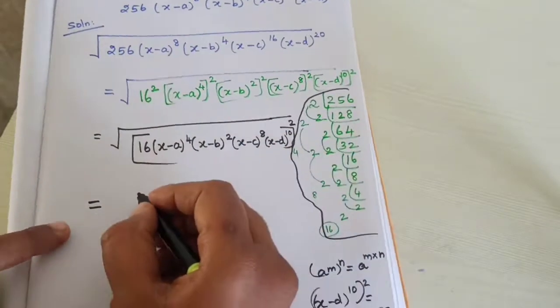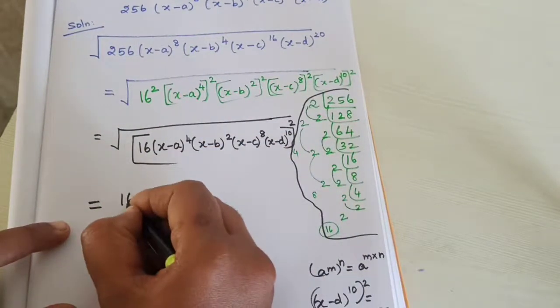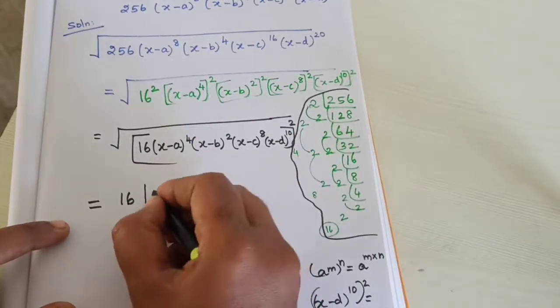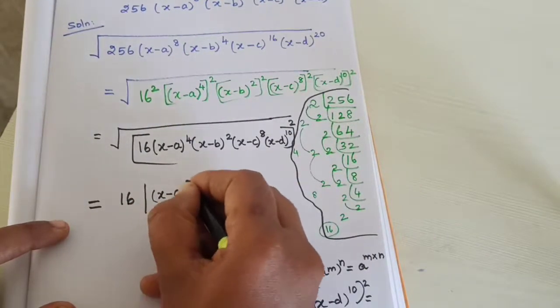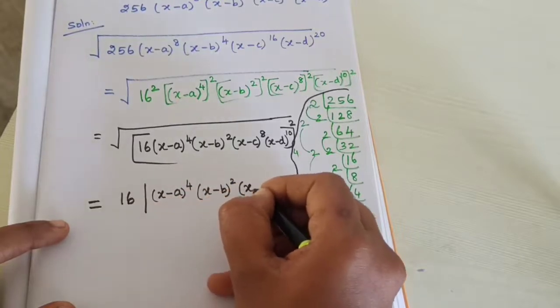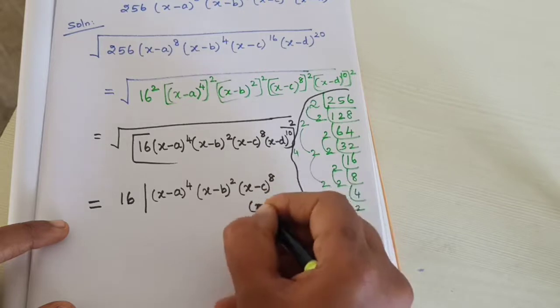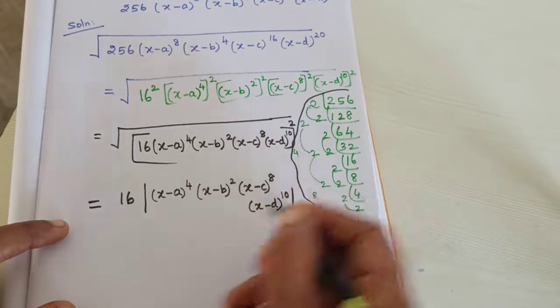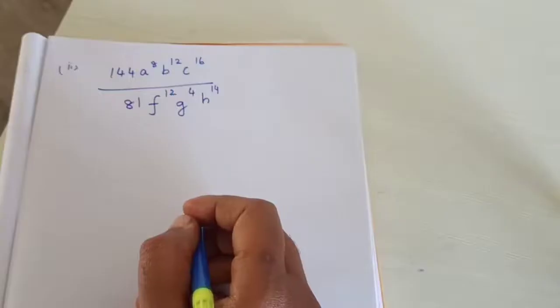So what is the final answer? The number we can write outside, and the in-between expressions you need to put in the modulus. So the absolute value of (x − a)^4, (x − b)^2, (x − c)^8, and (x − d)^10. Close the modulus. That's all for this question.